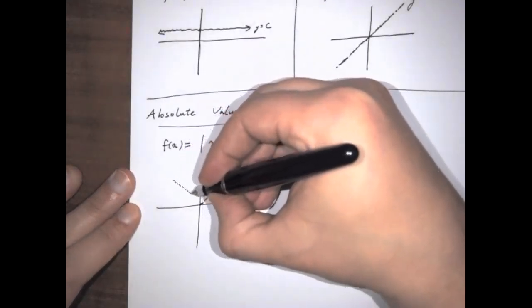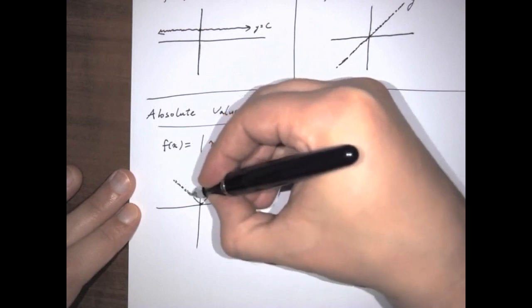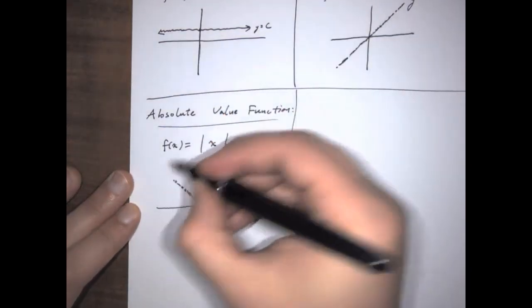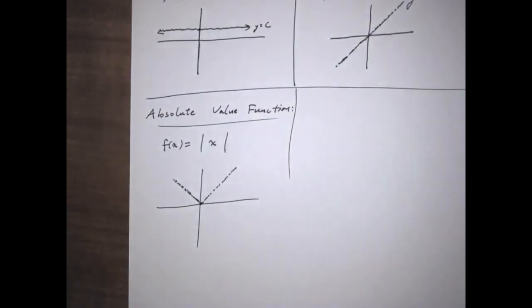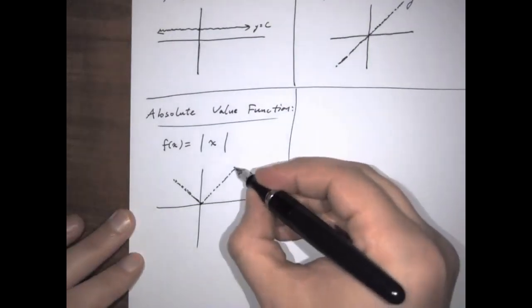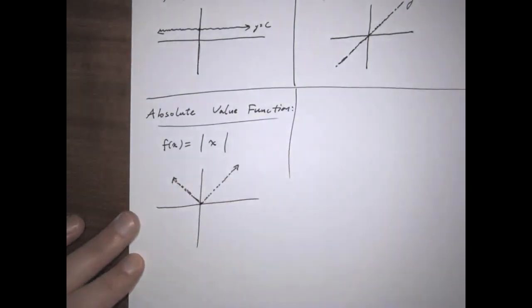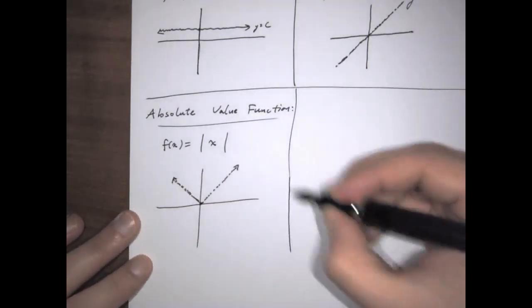So then what you get is the version that is always above the x-axis. So the y values are never negative here. And it produces the characteristic v-shaped function. V for value.